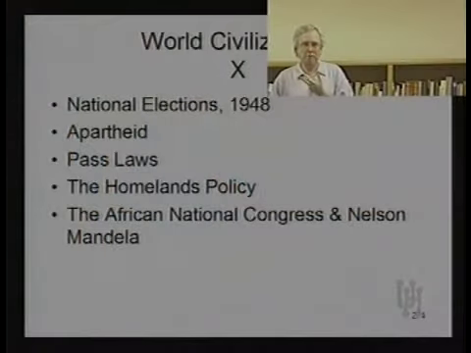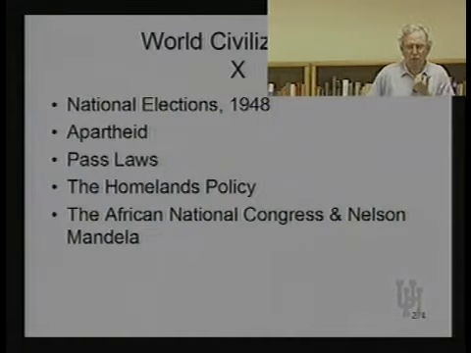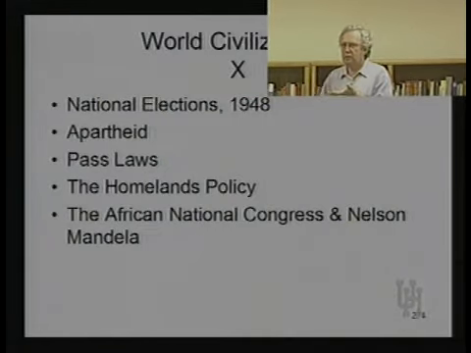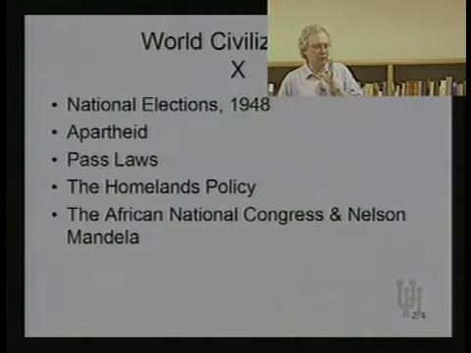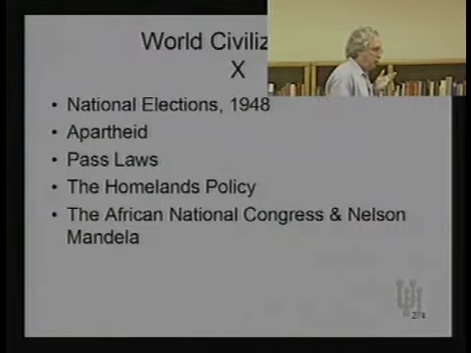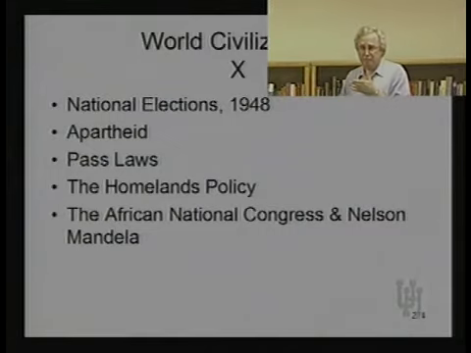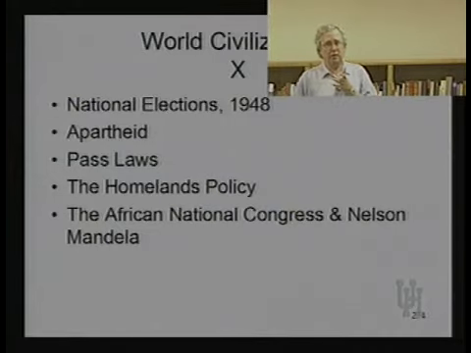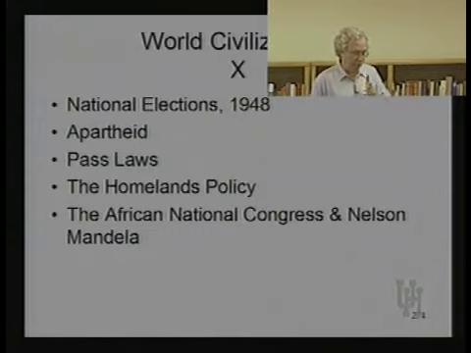These conditions remain in effect down to 1948, when a national election is held to put a sovereign government in power. In other words, South Africa will no longer be strictly a colony. It will have its own government, even though it's not a fully independent state. National elections are held in 1948, and they're won by the Nationalist Party. The Nationalist Party is representative of the Boer interests in South Africa.